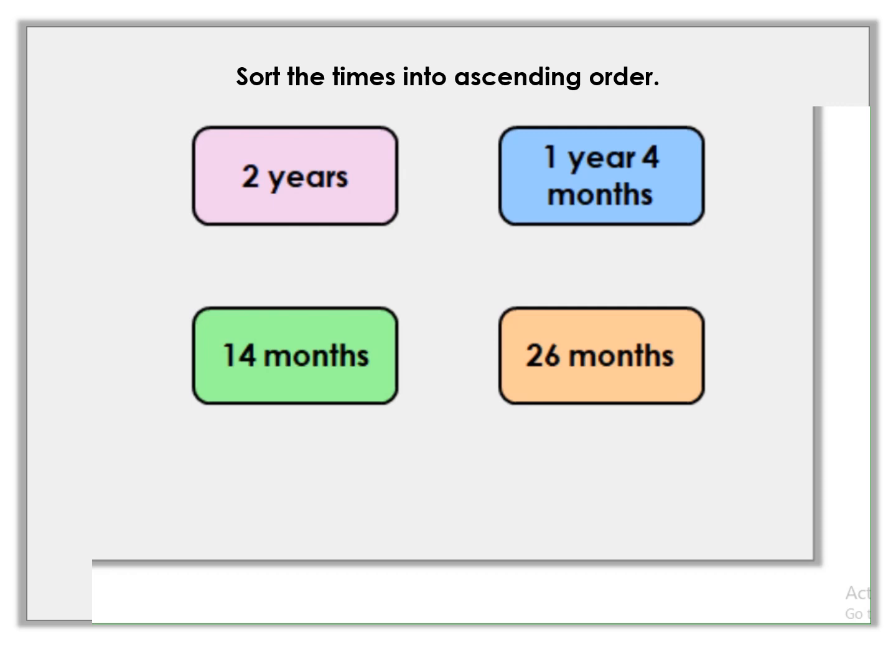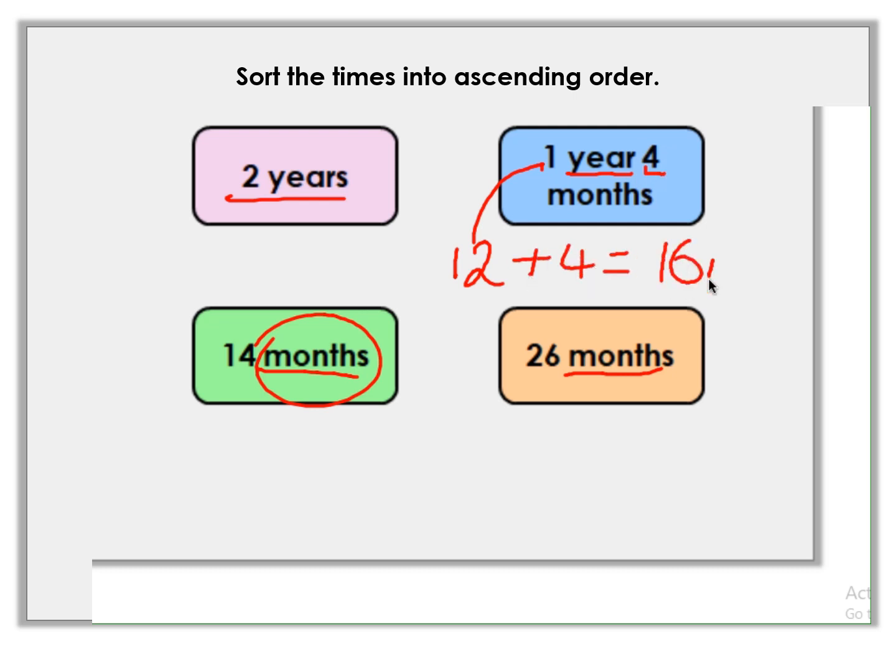So for this example, we need to sort the times into ascending order. So we need to sort them out from the shortest amount of time to the longest amount of time. And to do this, you'll notice that this one is just in years, this one's in months, this one's in months, and this is in years and months. So you need to make sure they are all in the same unit. And the easiest way to do this is to do it in months. So, 1 year would be 12, plus the 4 months, so that would equal 16 months.